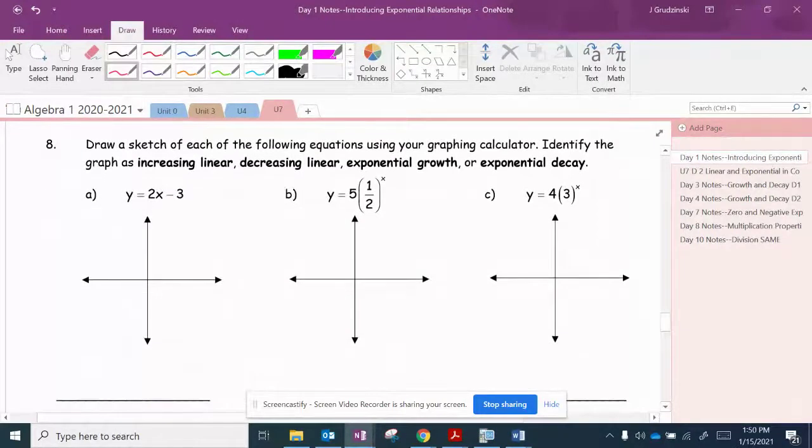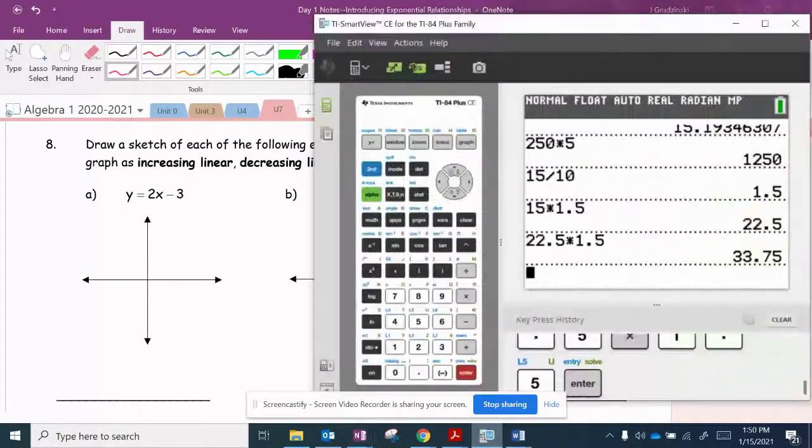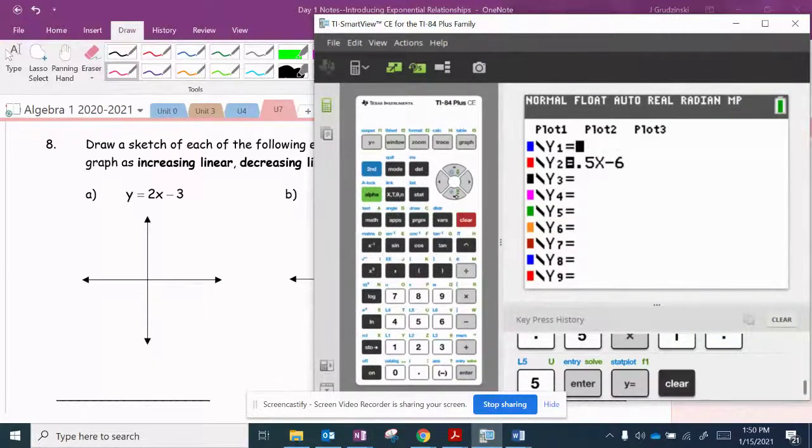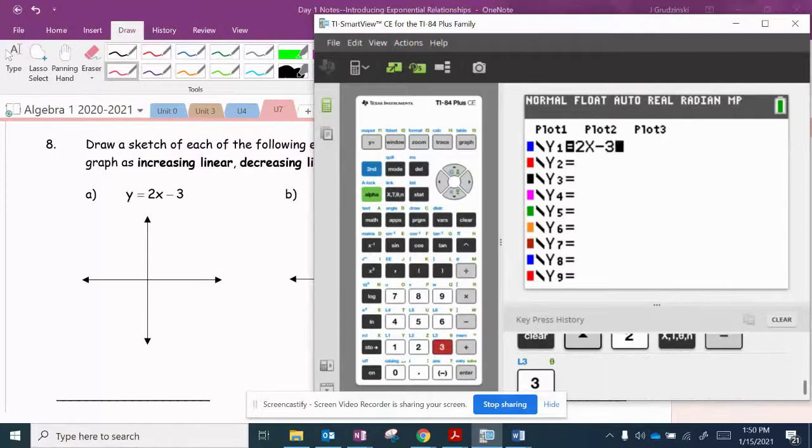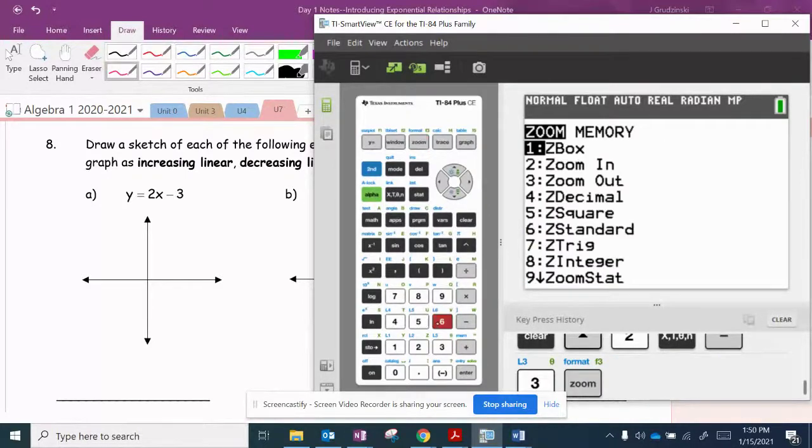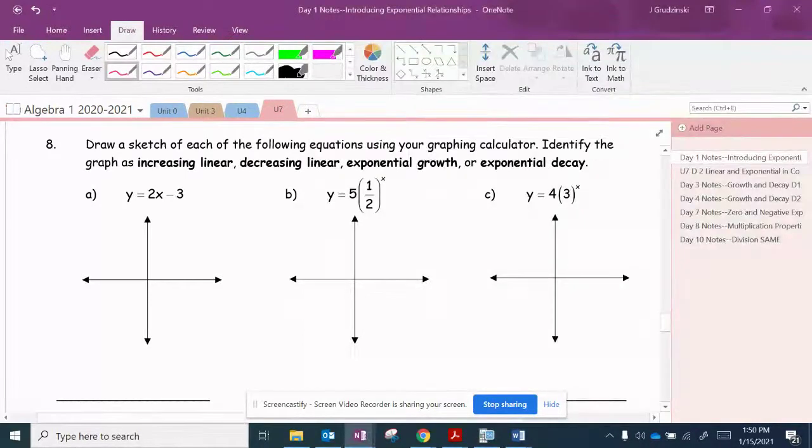So we're going to draw a sketch of each equation using our graphing calculator, and then we're going to say which type of graph it is. So I'm going to go to my y equals screen. I'm going to type in 2x minus 3. Okay, so my graph looks like this. And since it's a straight line that's going up, I know that it is increasing linear.